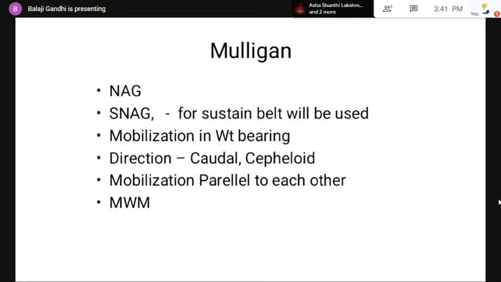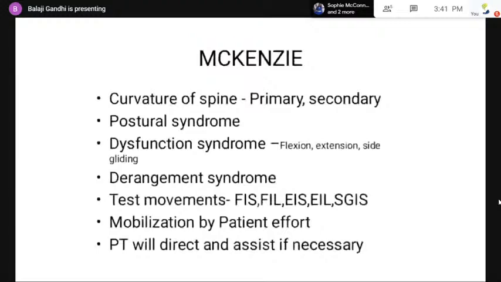The next concept we'll see is the McKenzie concept. Before understanding the McKenzie concept, we should thoroughly know about the curvature of the spine. Understanding the curvature of the spine is very important. There is a primary curvature and a secondary curvature. The primary curvature is the kyphotic posture. The secondary curvature is the lordotic curvature.